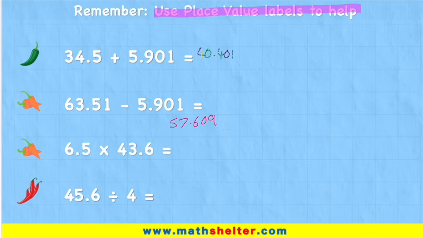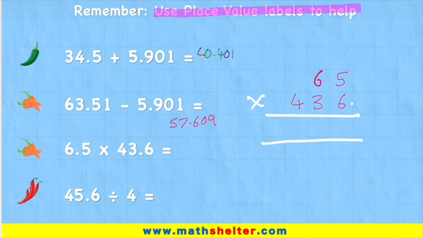Okay, next question I have on multiplication, and I have 6.5 multiplied by 43.6. And the little trick when I'm doing multiplication with decimals is I'm actually just going to ignore these decimals for now. So get rid of them, and I'm going to do it like a normal multiplication question using my column method, starting with my smallest value.